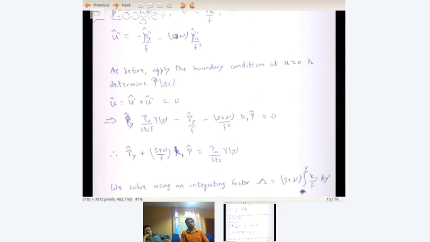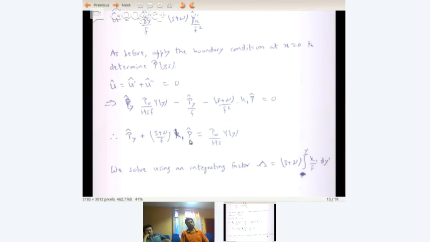This derivative comes from the y differentiation, this term comes from the x differentiation, and the first term is from the interior solution u prime. So what do we have? We have capital P hat y plus s plus nu by half to k1 to p hat equals tau naught by hs into y of 1.